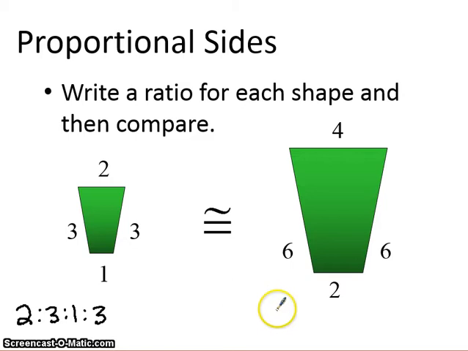And then let's write a ratio for this figure here. We'll start again with the top, and we'll move in the same order that we did with the smaller figure. So 4 to 6 to 2 to 6. Now when we look at these two ratios to compare them, we do notice that the smaller ratio is half of the larger ratio. They are similar even though they are different sizes.